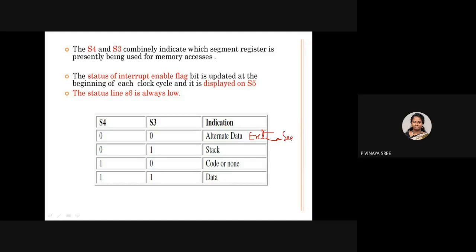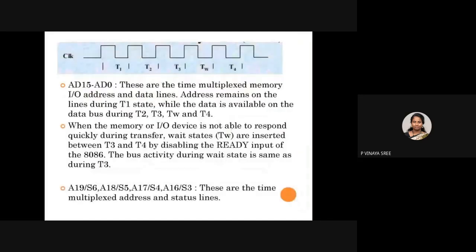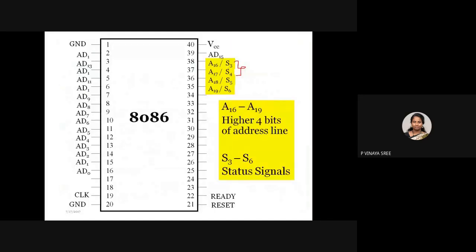Extra segment. This is your 01. If it is a stack segment, it is 10 means it is a code segment. If it is 11 means it is a data segment. Okay, and we are done with these two pins. So S3 and S4 are used to indicate which segment the processor is currently executing. Okay, so we will have two bits, so 2 power 2 gives a total of 4 combinations. We also have 4 segments.